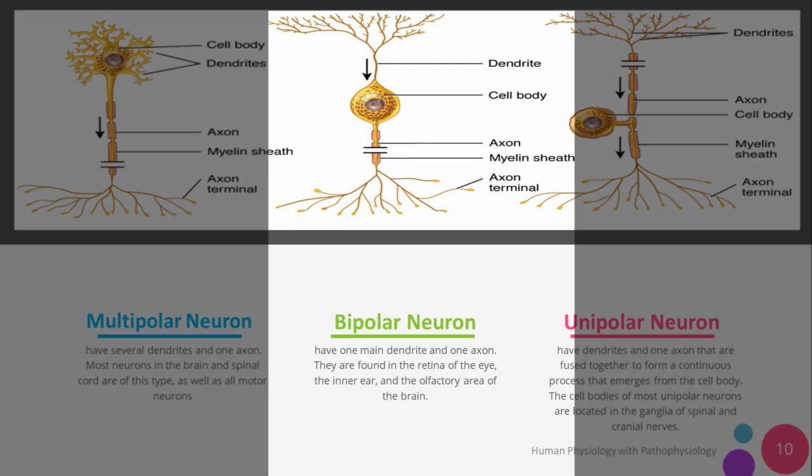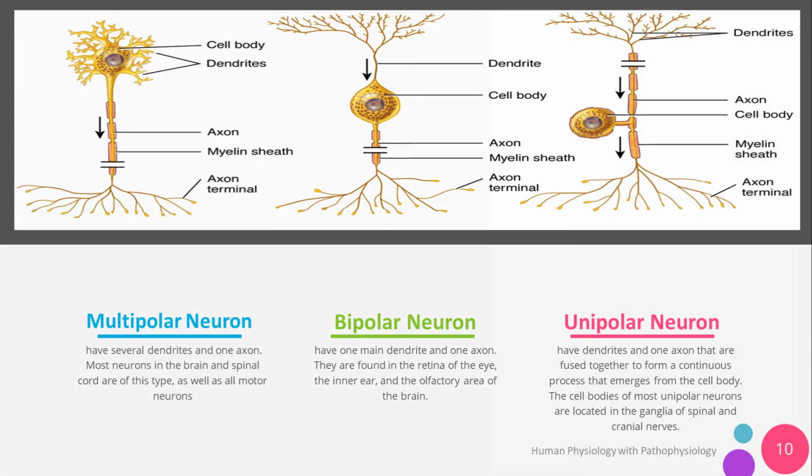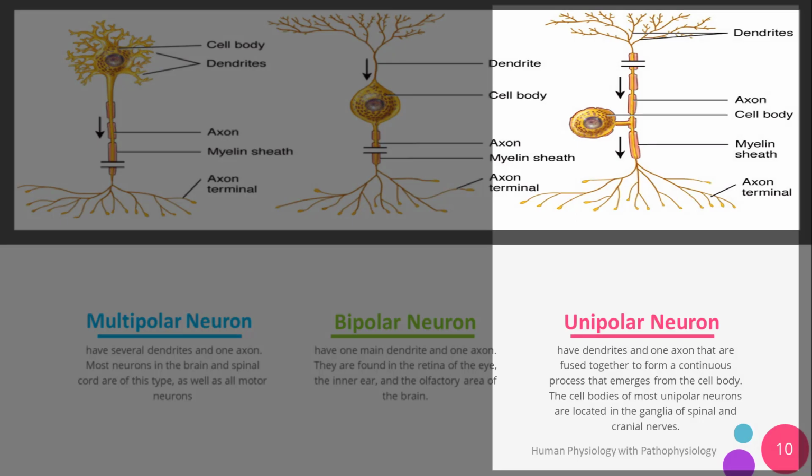A bipolar neuron, on the other hand, has one main dendrite and one axon. They can be found in the retina of the eye, in the inner ear, and in the olfactory area of the brain. While a unipolar neuron has one single process that emerges from the cell body. That single process is the dendrite and the axon fused together to form one continuous process.